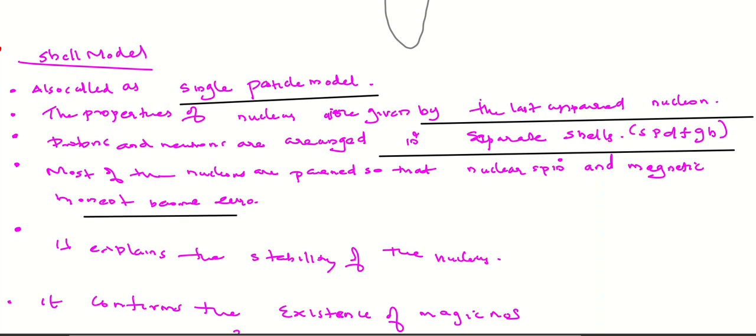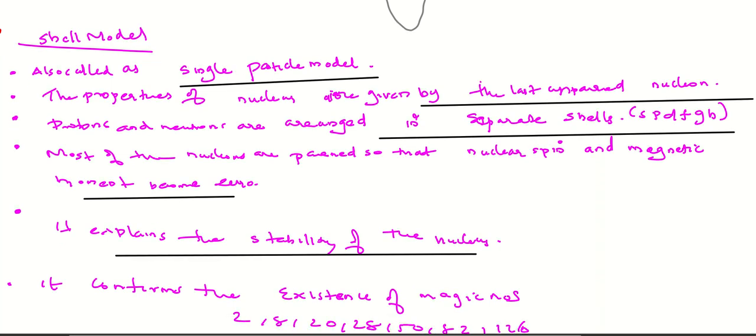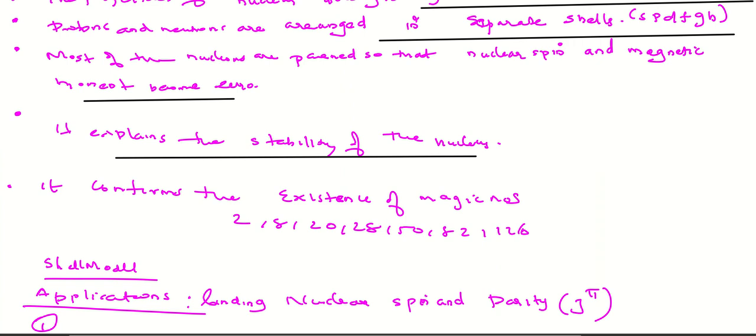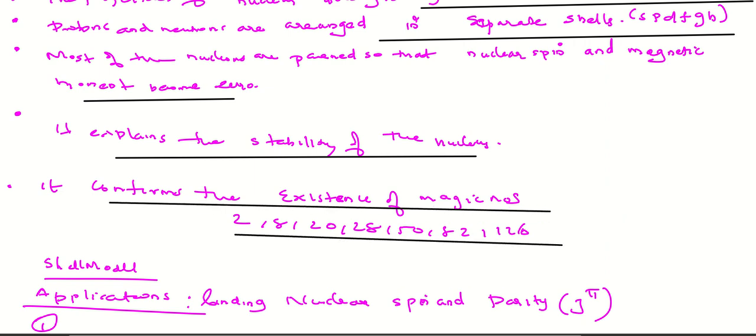The shell model explains the stability of the nucleus, and it also confirms the existence of magic numbers, that is 2, 8, 20, 28, 50, 82, 126.